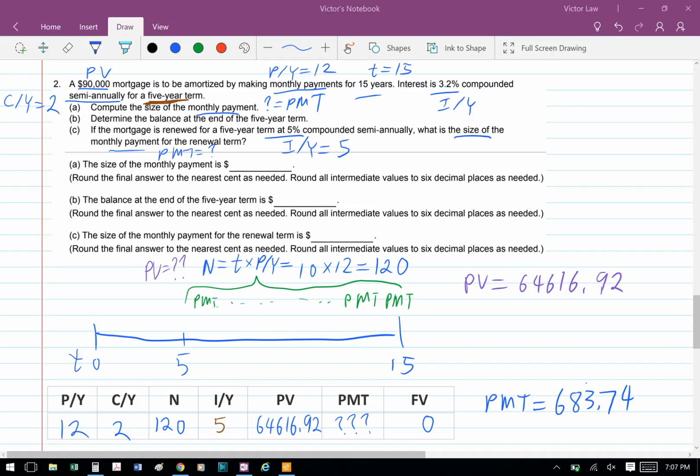What has changed is now our I over Y is 5, and our present value is what we found earlier in part B, which is 64,616.92, and future value is 0, and when we compute for payments, we have 683.74.